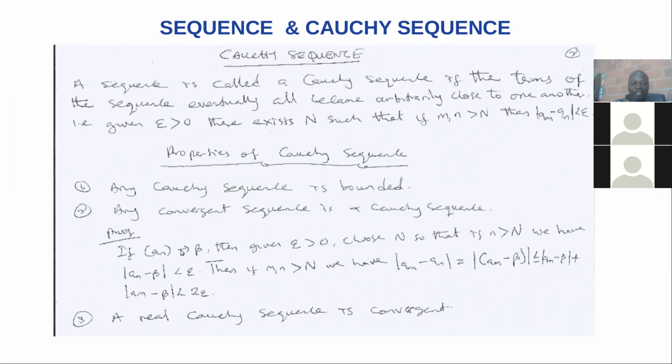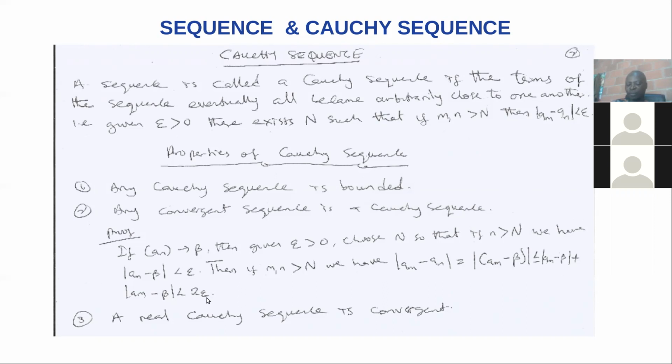If a_n tends to beta, then given epsilon greater than 0, choose capital N such that if small n is greater than capital N, we have the modulus of a_n minus beta less than epsilon. Then if m and n are greater than N, we have, like in the definition, the modulus of a_m minus a_n, which is less than or equal to the modulus of a_m minus beta plus the modulus of a_n minus beta. So this gives us what?